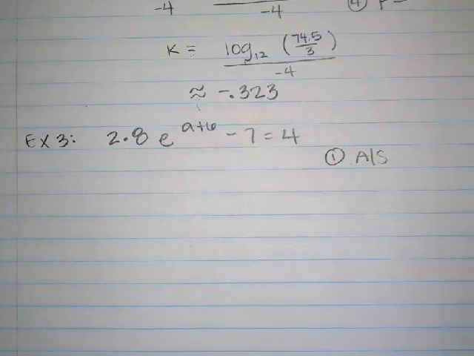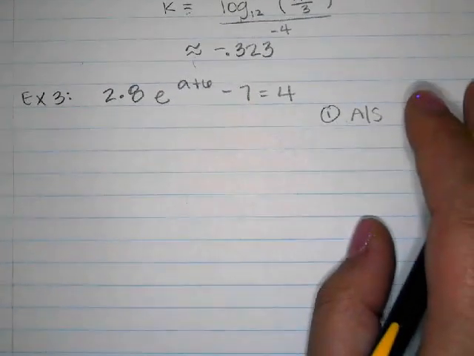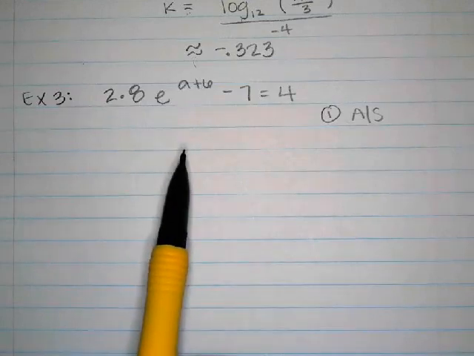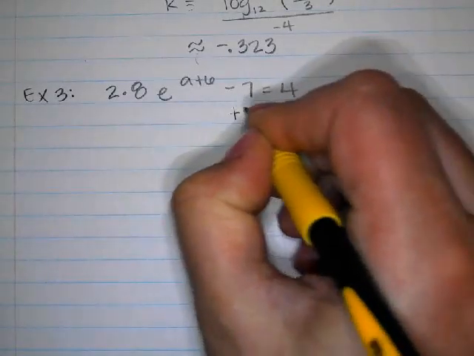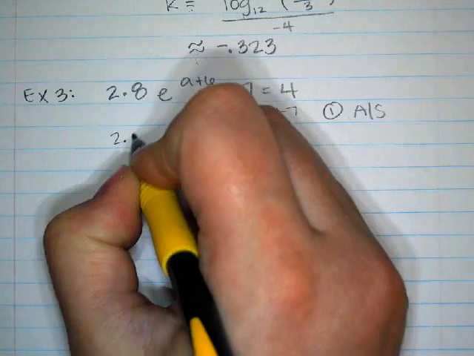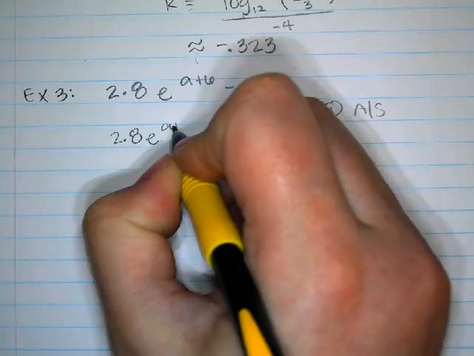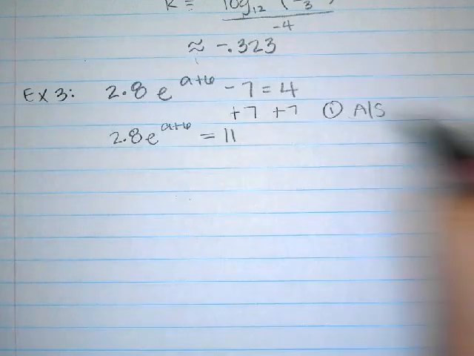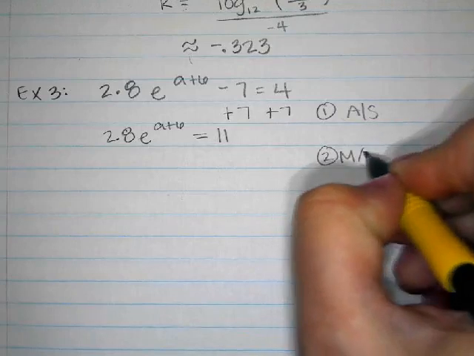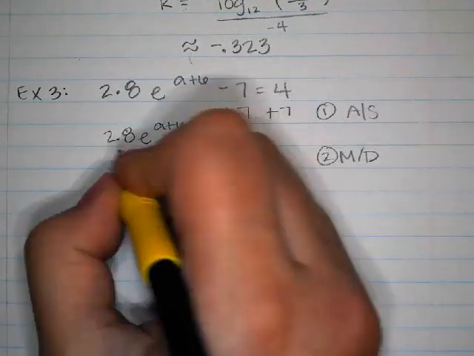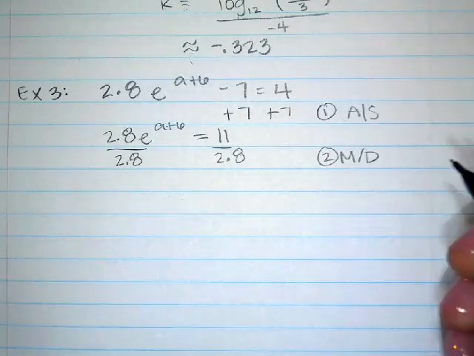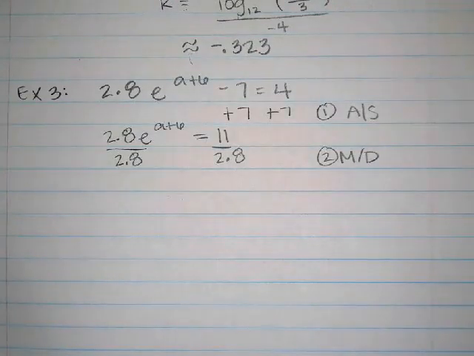All right. So here, what's the first thing I can do? I got to add or subtract something over to the other side. Okay. Plus 7. So we've got 2.8 times e to the a plus 6 equals 11. Okay? What's my next step? Multiply or divide, and we're going to divide by 2.8. Does 11 divide by 2.8 nicely? No, it divides meanly. Okay, so we're going to leave it as 11 over 2.8.